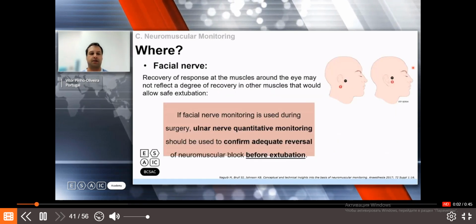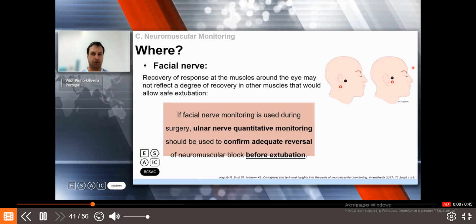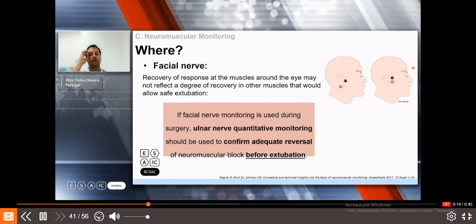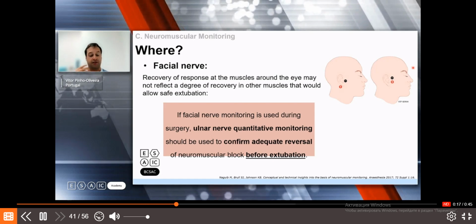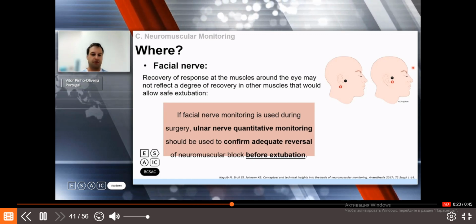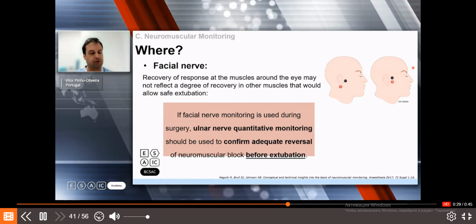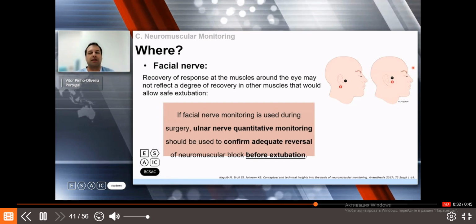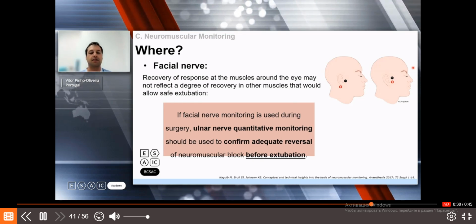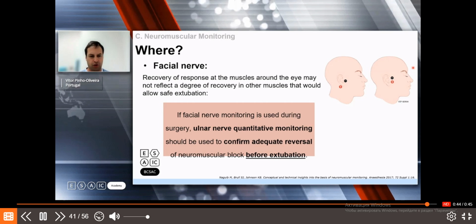Please be aware that with the facial nerve, the recovery response of the muscles may not reflect the full degree of recovery of the other muscles. So if we only have the facial nerve available to monitor the neuromuscular blockade after surgery, we must, when we have the ulnar nerve available, use it to confirm an adequate reversal before extubation. So in surgeries where we are not able to reach the limbs, we should not extubate the patients before confirming adequate reversal on the adductor pollicis.